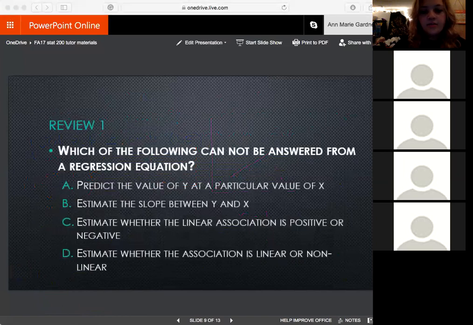All right, let's do some reviews here. Okay, which of the following cannot be answered from a regression equation? So think about this one, and then we will go over it together.